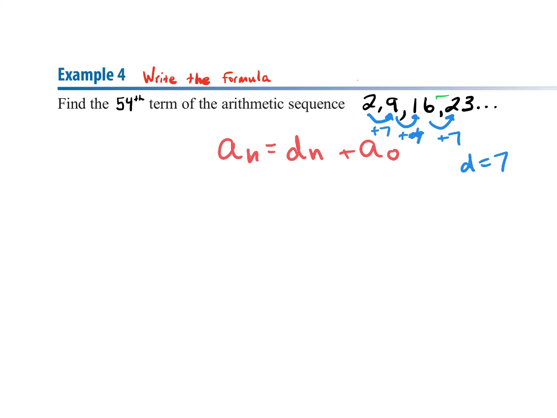So what would my a sub 0 term be? If I go backwards, that means I have to subtract 7. So 2 minus 7 would be negative 5. So my 0 term is -5. So my equation would be a sub n is equal to d, which is 7, times n, plus a sub 0, which is -5.